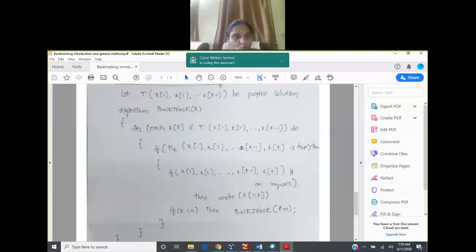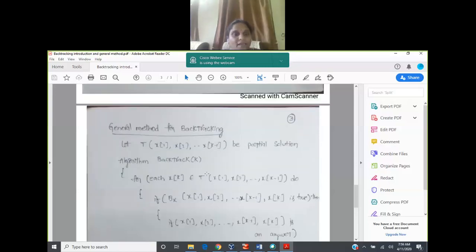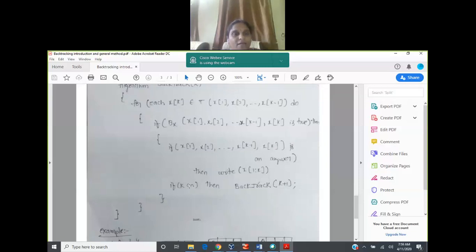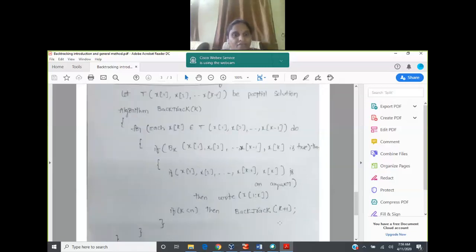If it is not true, we will check whether all queens are placed or not here. If k is less than n, k represents the queen. For example, k equal to 1 means you are placing queen 1, k equal to 2 means you are placing queen 2, k equal to 3 means you are placing queen 3 and so on. If all queens are placed, then the algorithm will be terminated. If all queens are not placed, again backtracking will be applied. Backtrack of 1 represents placing queen 1, backtrack of 2 represents placing queen 2 and so on.